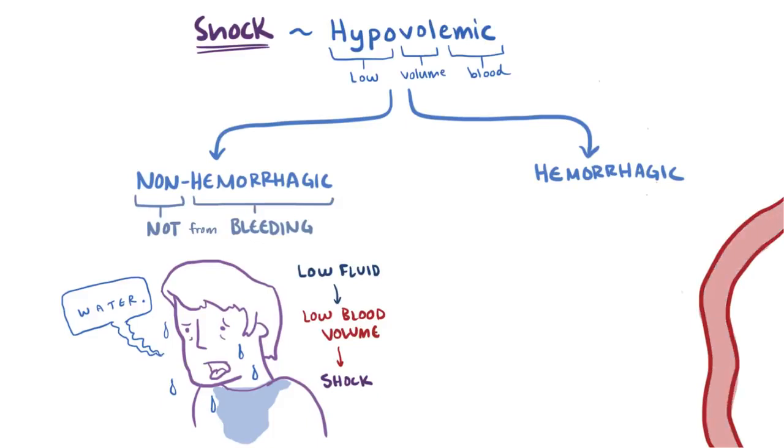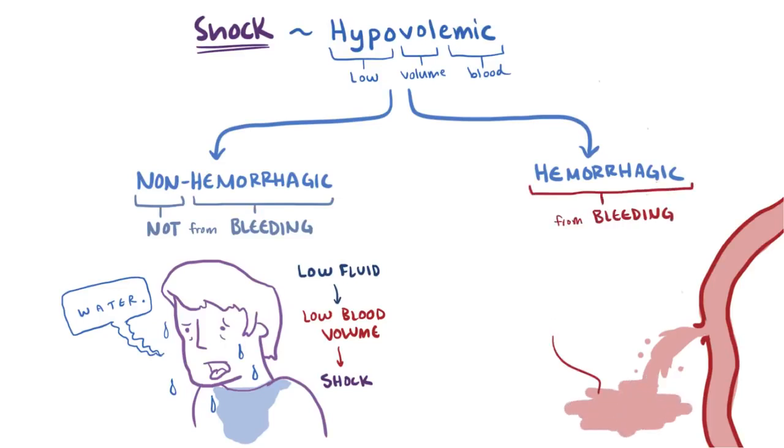Hemorrhagic hypovolemic shock, on the other hand, is loss of blood volume through ruptured blood vessels. In other words, from bleeding. A loss of about 20% of your total blood volume, roughly 1 liter, can be enough to induce hypovolemic shock.